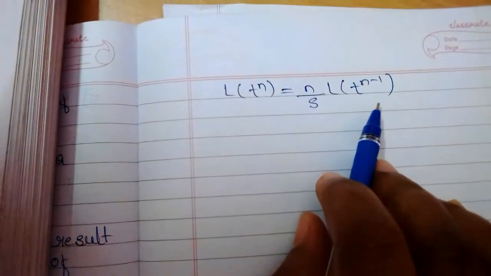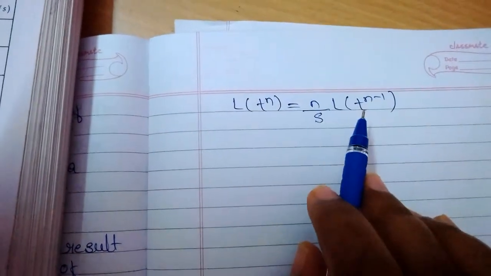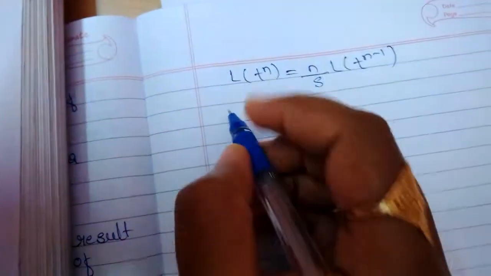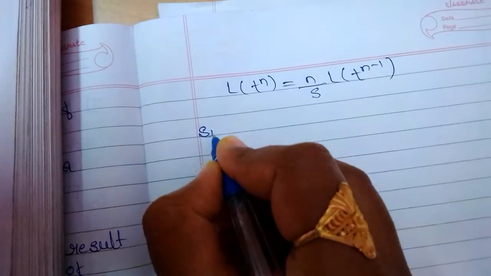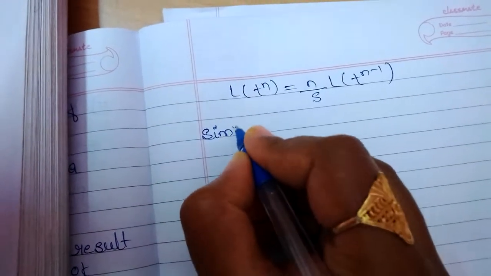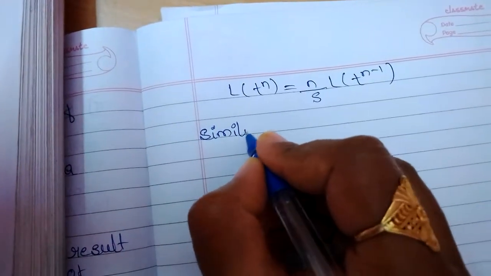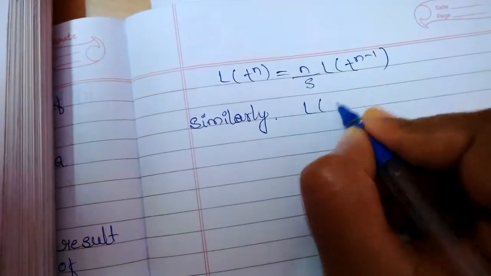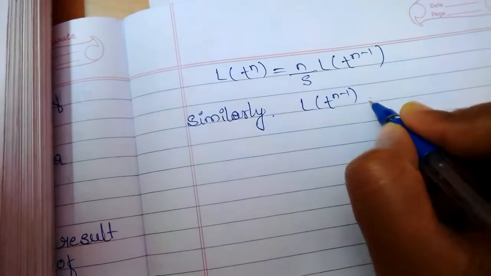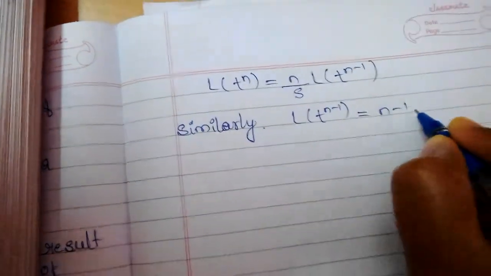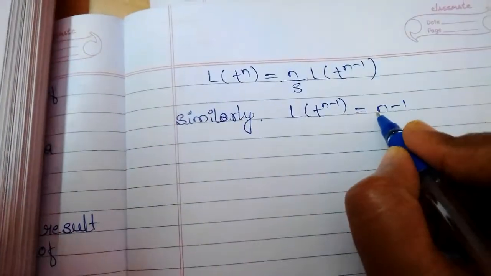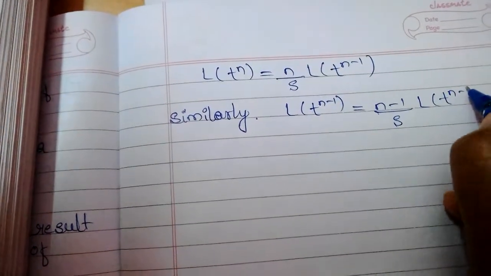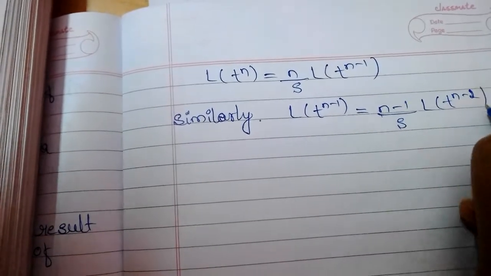In the same way we can write further Laplace transform of some elementary function. See here, similarly, Laplace transform of t raised to n minus 1 is equal to n minus 1 divided by s into the Laplace transform of t raised to n minus 2.